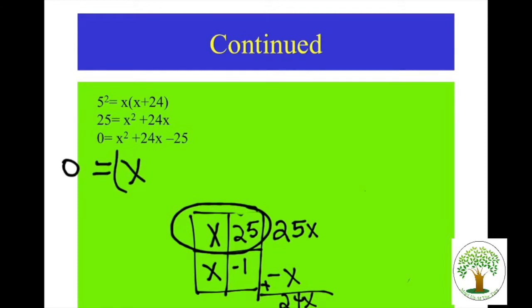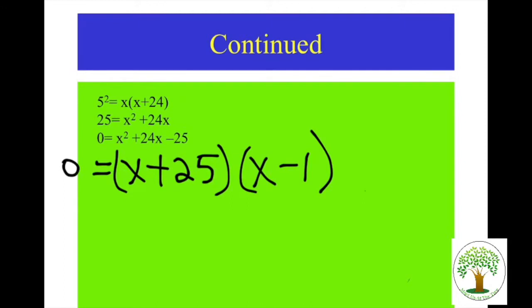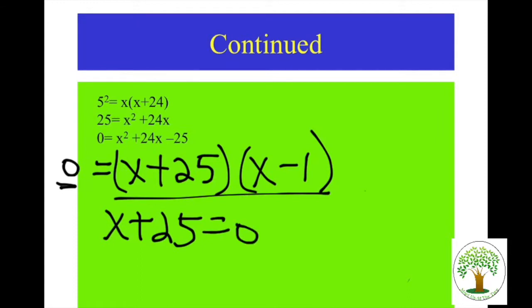X, it's a positive 25, so we're going to say plus 25, and x minus 1. The zero property: these two things equal 0, so the zero property tells me that if something equals 0 and it's multiplied together, then each piece, x plus 25, has to equal 0, and x minus 1 has to equal 0. So I ask myself, or I solve by subtracting the 25 over, what plus 25 gives me 0? That will be negative 25.